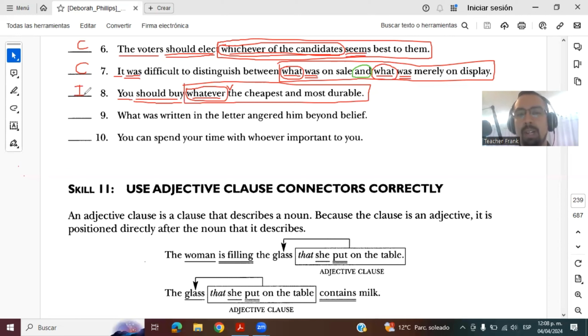You should buy whatever is the cheapest, whatever will be the cheapest and most durable. I don't know. We need something there. Okay. Let's look at number 9.